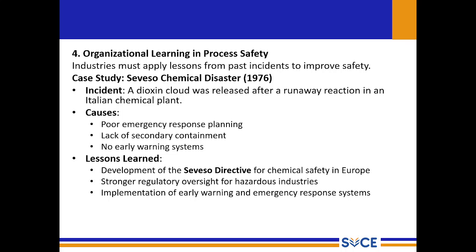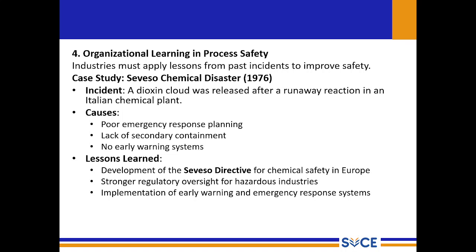So, what are the lessons learned? Development of the Seveso Directive for chemical safety in Europe. The Seveso Directive of 1982 was introduced in the European Union to regulate hazardous industries. It established strict safety protocols for chemical plants and handling dangerous substances. Stronger regulatory oversight for hazardous industries: industries handling toxic and explosive chemicals are now subject to regular safety audits. Companies must assess risk and prepare detailed safety reports.